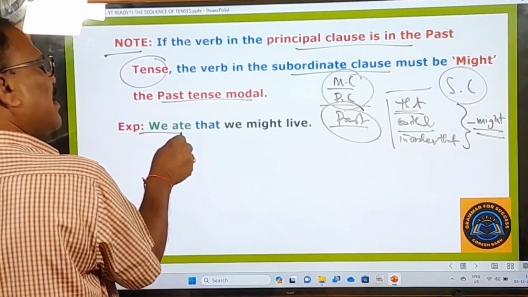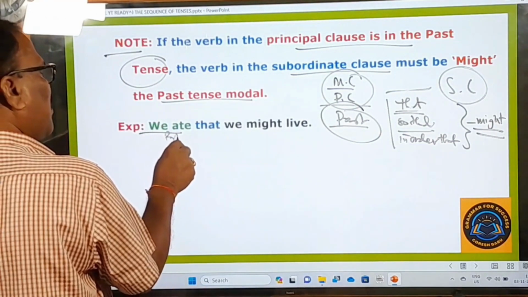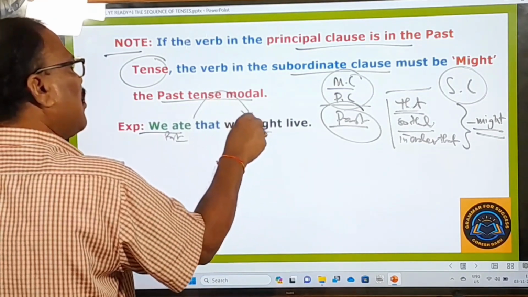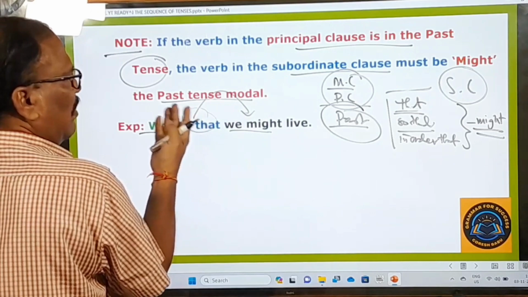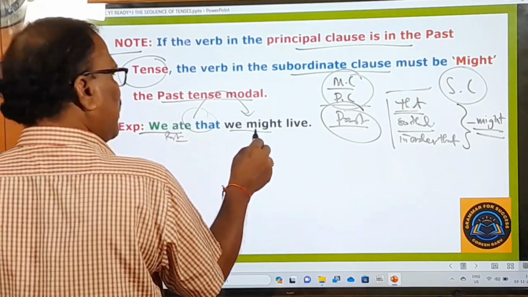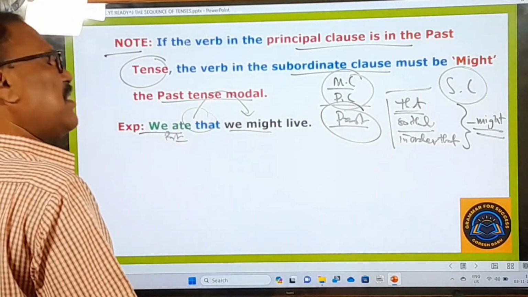And here you pay attention. We ate, past tense. That we might, this is a purpose-indicating conjunction. That we might, we might live. We ate that we might live.